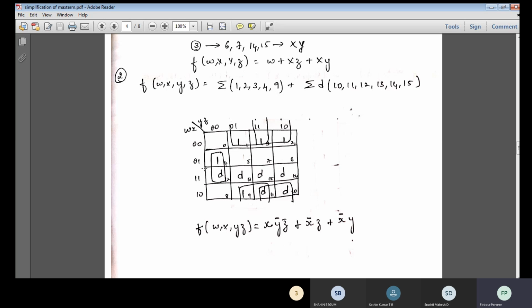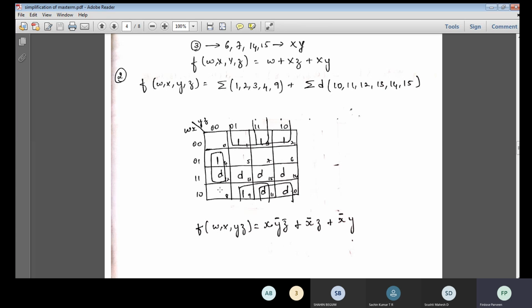So when I group 4 and 12, what I'll be getting is X, Y bar, Z bar. You can again have a question of whether only the don't care terms like 12, 13, 14, 15 can be grouped. See here, 12, 13, 14, 15. You cannot group only the don't care terms like this. You cannot group this completely.